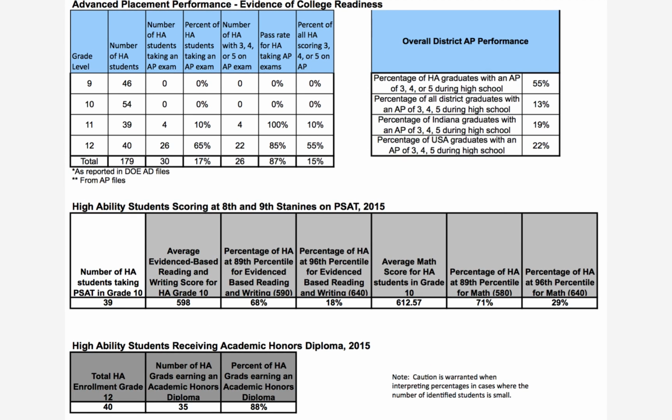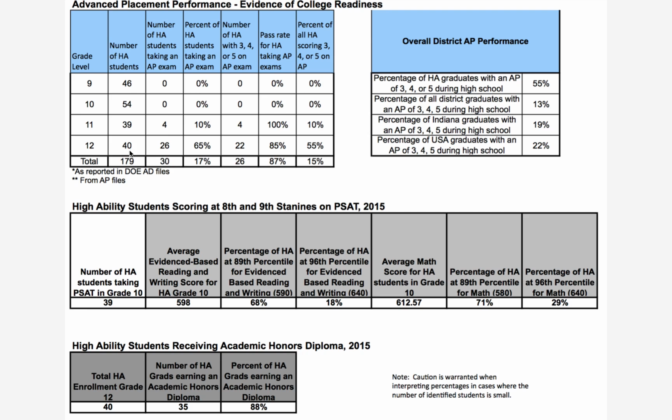Finally, on the last page of the data card, you see indications of how high ability kids do on PSAT, advanced placement, and receiving an academic honors diploma. Over here, this is pretty interesting. We usually just look at how the district does overall in terms of AP. But over here, we're just looking specifically at how your high ability kids did.